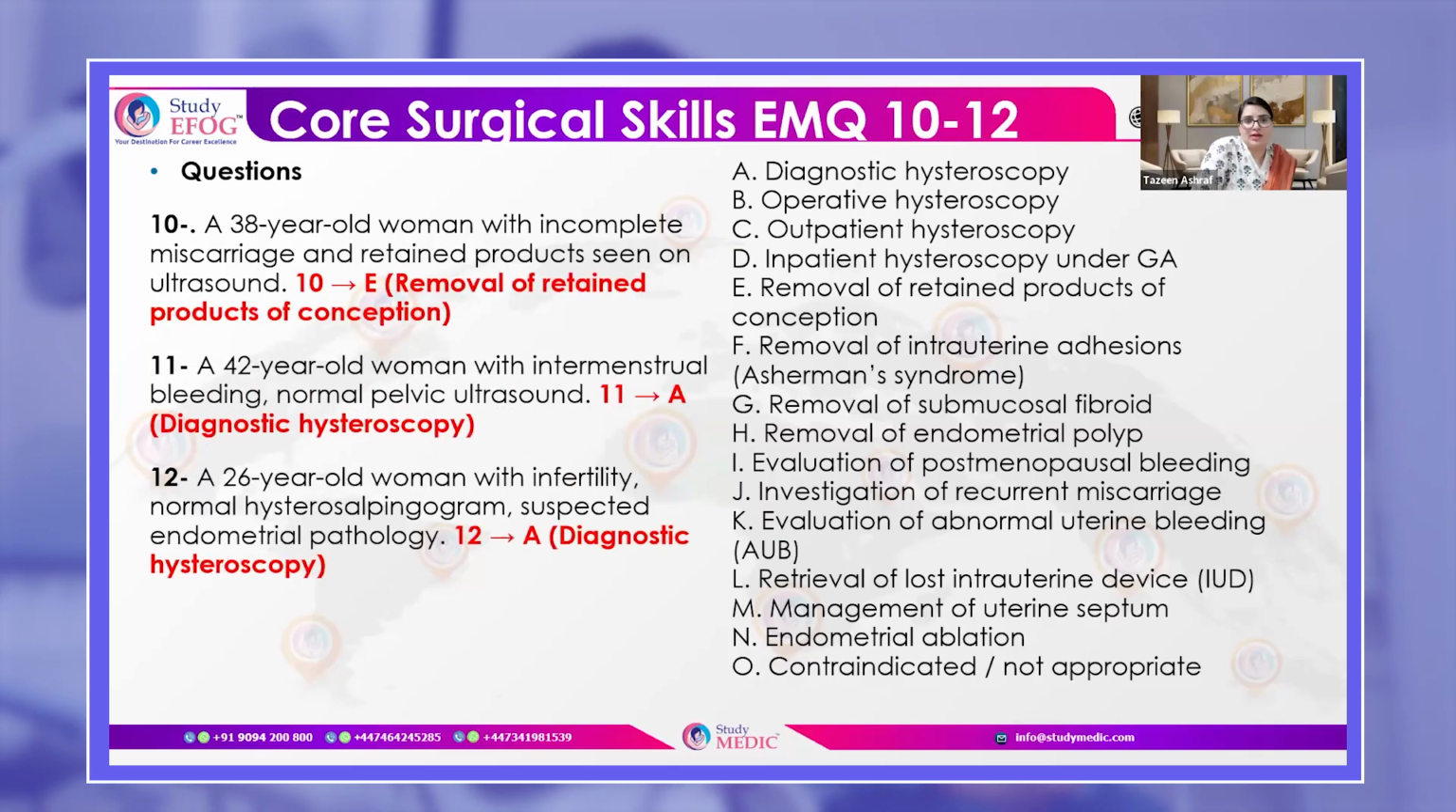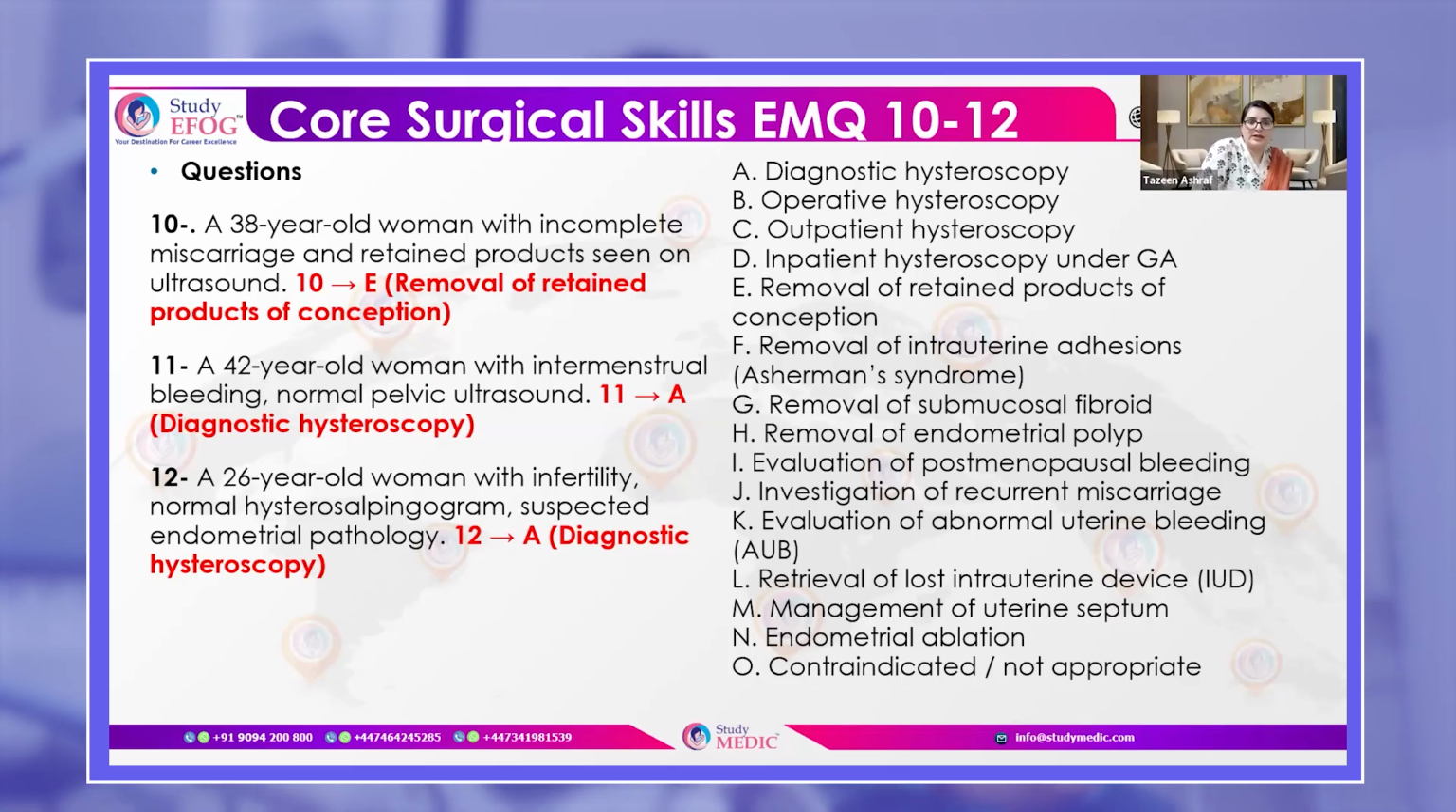So the first question, when RPOCs are there, definitely we have to remove the source of infection. So retained products of conception should be removed. So the answer would be removal of RPOCs. The woman who is having normal scan but intermenstrual bleeding, we have to find out why this woman is bleeding. There can be some polyp which can be the source of bleeding. So hysteroscopy can be done for this woman to have a look at the endometrium. So diagnostic hysteroscopy would be the suitable option in this woman.